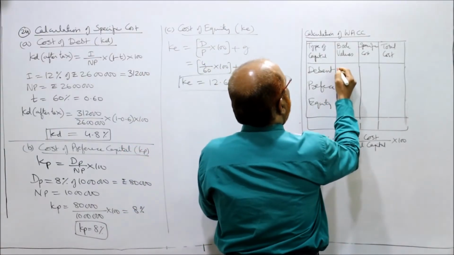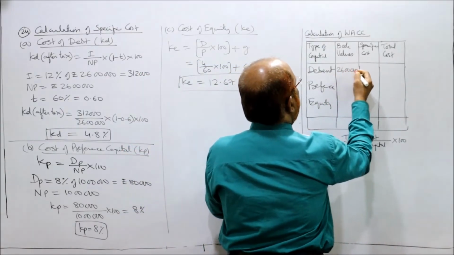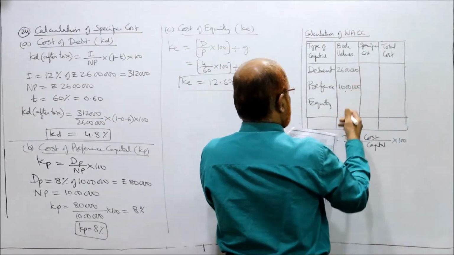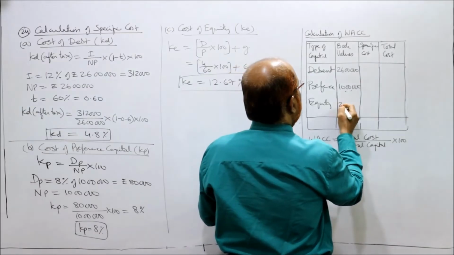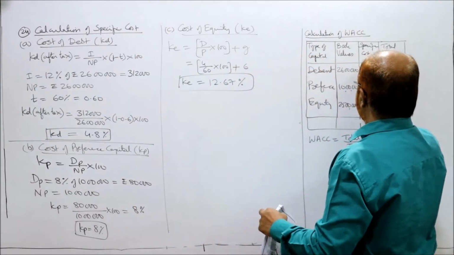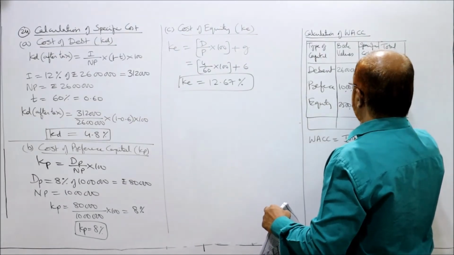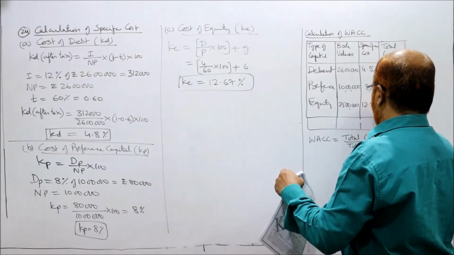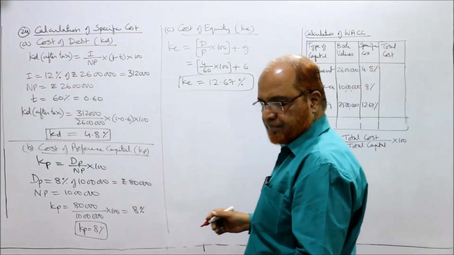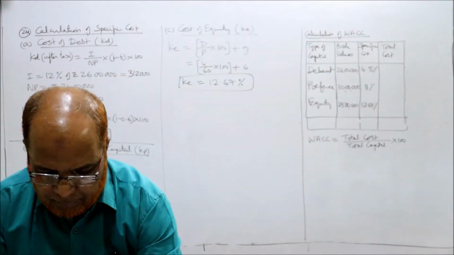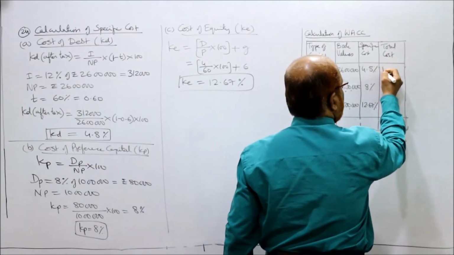So 26 lakhs. Here it is 10 lakhs. Last one, equity, is 25 lakhs. Specific cost is 4.8%. Here it is 8%, KP. Here it is 12.67%. That's it. Now we multiply 26 lakh into 4.8%, 1 lakh 24,800.